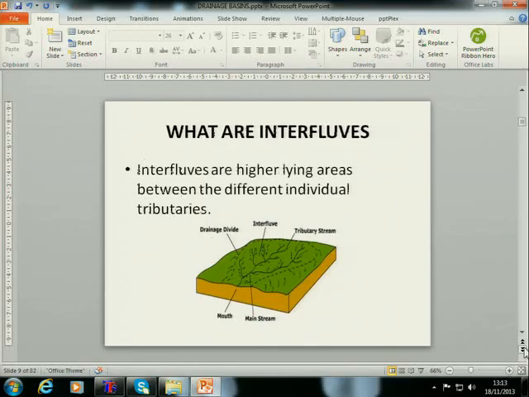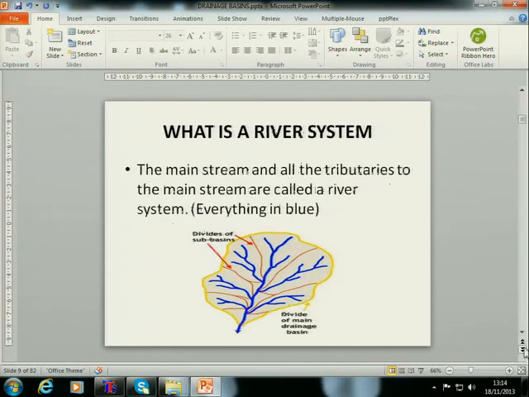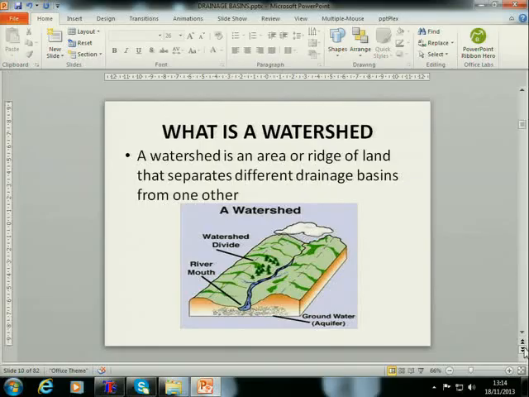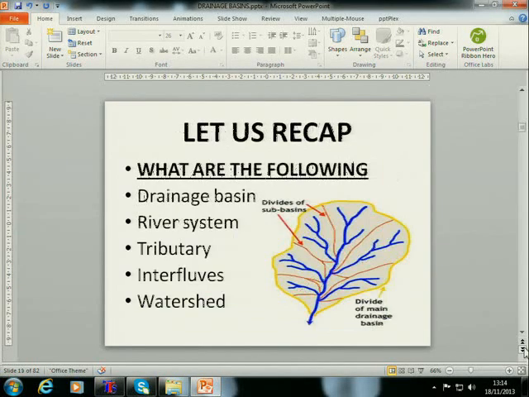Do not confuse it with an interfluve, the previous one. Remember, the interfluves are between the different tributaries, in other words, the different contributors to one river. A watershed is something that is higher lying between two different drainage basins. That is a common mistake that learners always make.